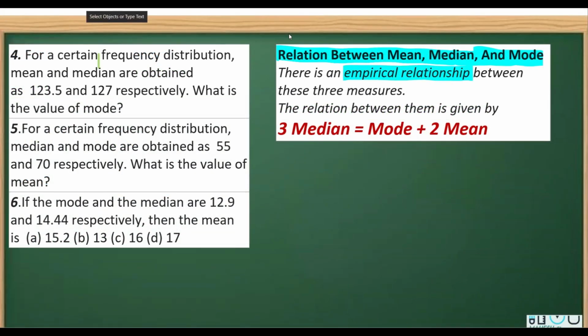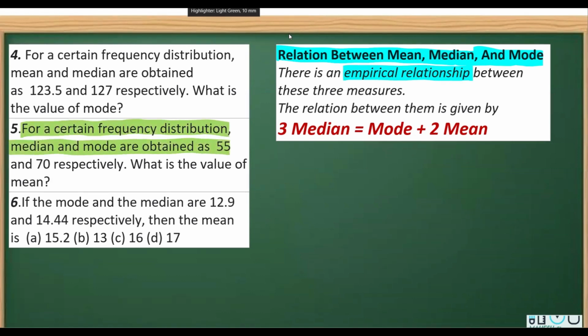In the rest of these three more parts, you can see everywhere we are going to just plug in. Like in the fourth part, we can plug in the mean over here, just the mean. So we can replace mean with this value, and the median as 127, and on transposing you can get the value of the mode. That's what they wanted.